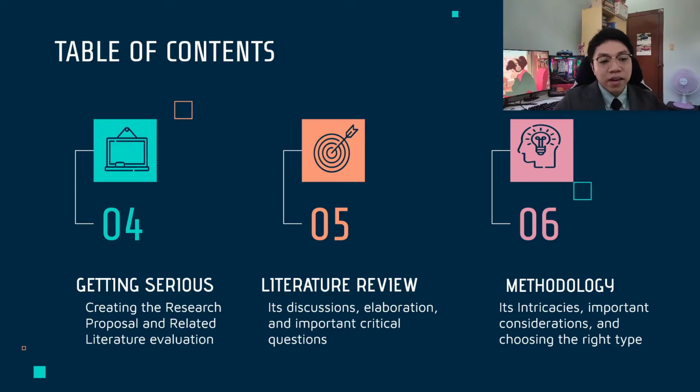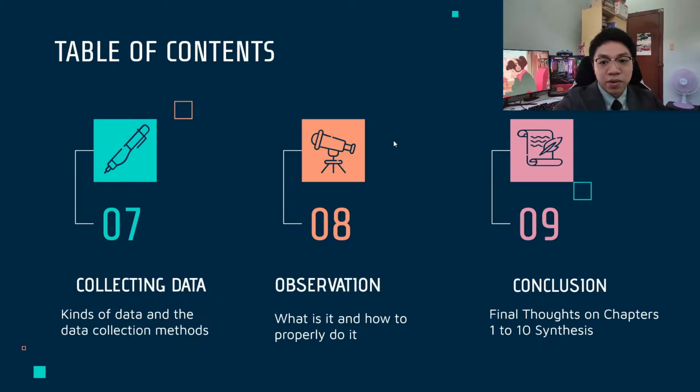Afterwards, we're going to help create the research proposal and the related literature evaluation. Afterwards, we're going to evaluate the literature through the literature review. We discuss, we even elaborate the important critical questions that we need to use and we need to be mindful of when evaluating our literature. The next method would be the methodology. So this is where we speak of the methods, what are its intricacies, what are some important considerations, and what are some things that we need to know about methodology as a whole.